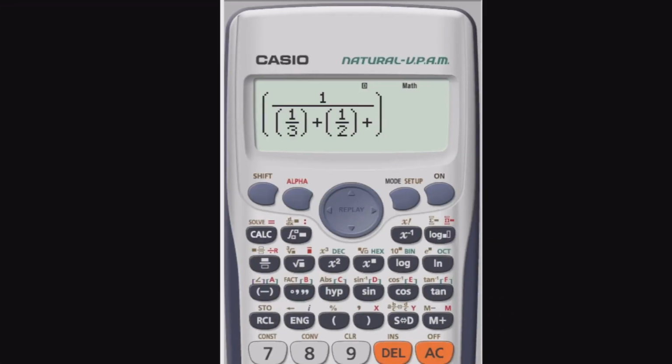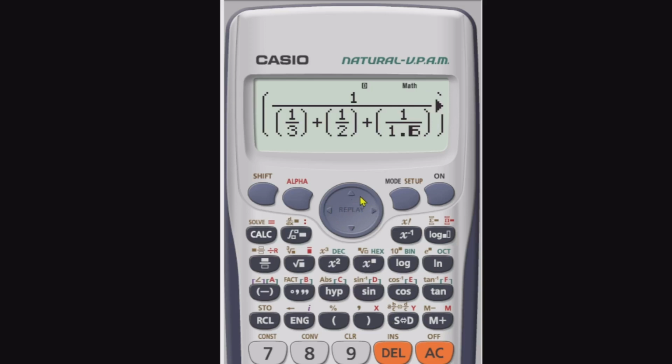So that will be, let me plug in first the open and close parentheses and then the fraction. So that will be 1 divided by 1.5. Oops, sorry. So that is 1.5.